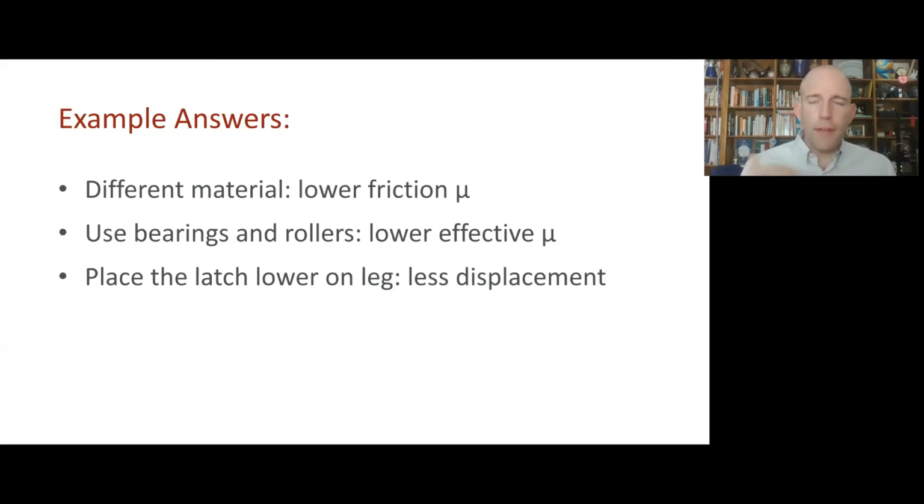And that gives you a lower effective coefficient of friction because either of changes in leverage or from rolling without sliding. Another thing you could try is to place the latch lower on the leg, and that would reduce the displacement of that point. Or you could use different leverage that would reduce the normal force at the release sliding point. So there are ways to address all of the different terms in our friction loss equation to reduce that energy dissipation.